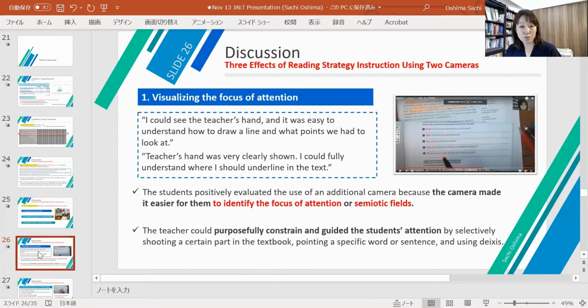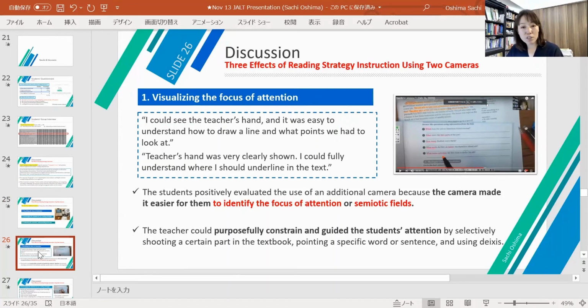First, visualizing the focus of attention. Student made a comment that I could see the teacher's hand and it was easy to understand how to draw a line and what point we had to look at. Teacher's hand was clearly shown. I could fully understand where I should underline in the text.